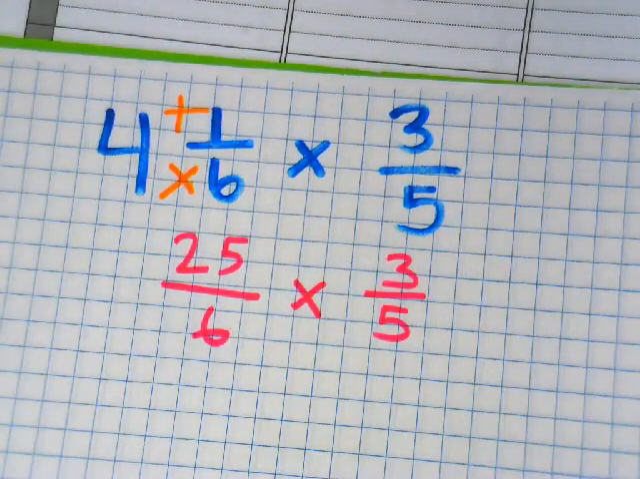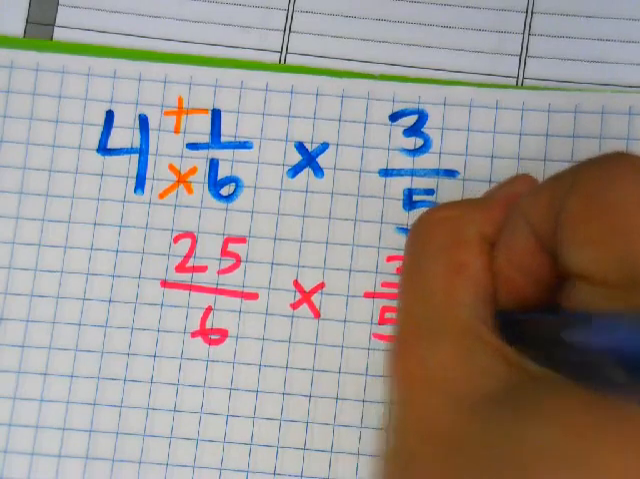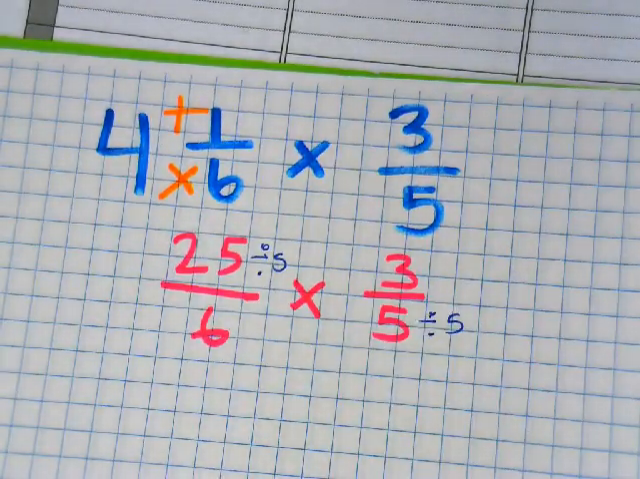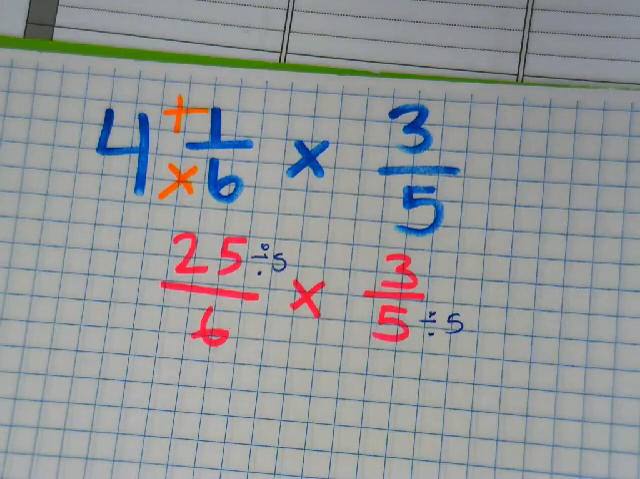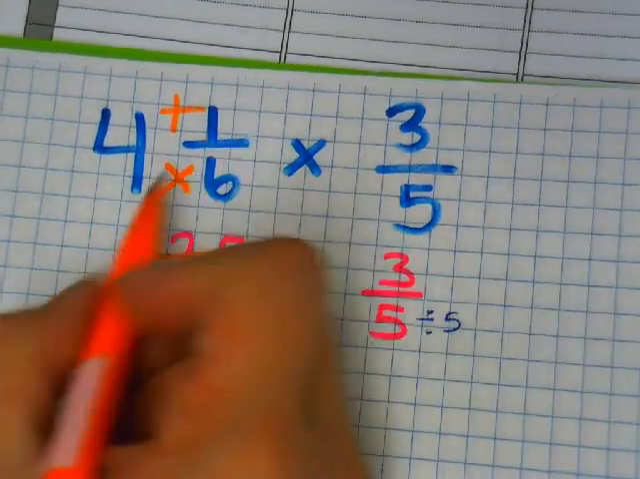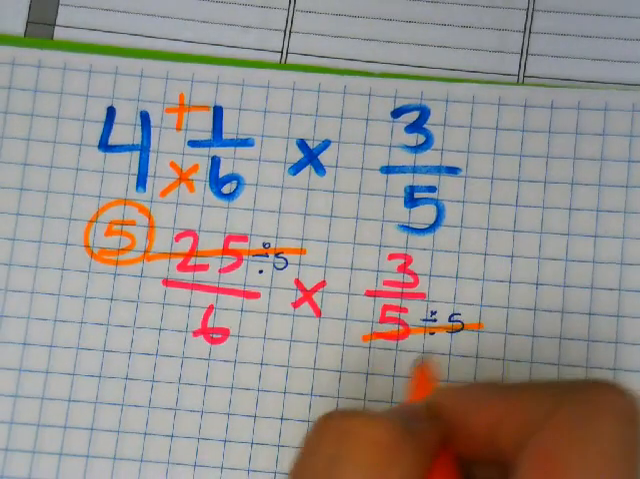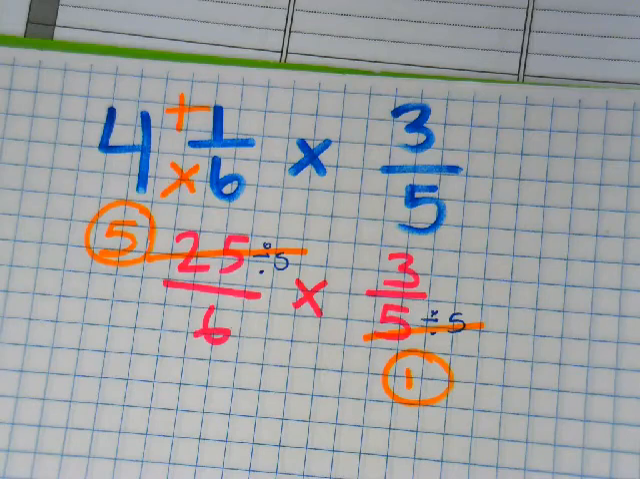So you take this, divide by 5, take this, divide by 5, and circle your new numbers. If you need your multiplication table, have it out. All right, so what does the 25 turn into? 5. What does the 5 turn into? 1. I like to circle them because there's a lot of work. And if I circle them, I'm like, okay, those are the numbers I'm going to use.